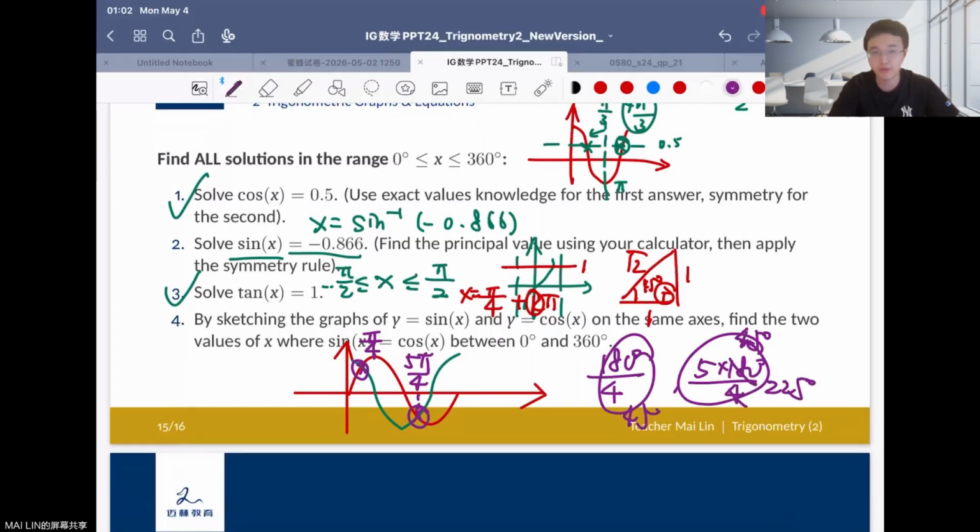So that's for all of today's lesson. I hope you can understand how to calculate the trigonometric functions. Okay, they are very important for you to solve such problems.